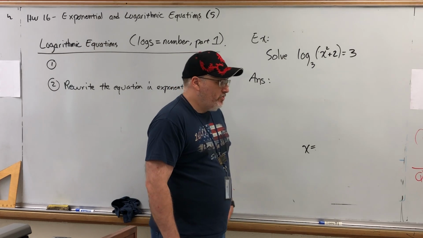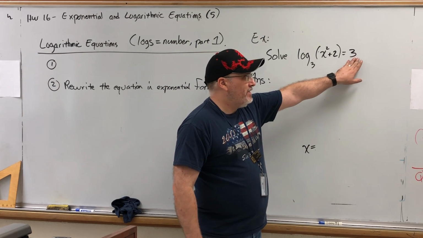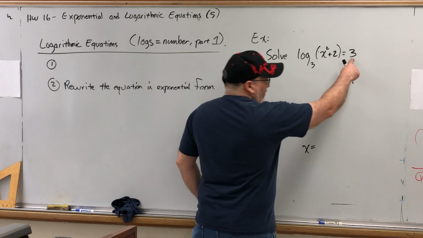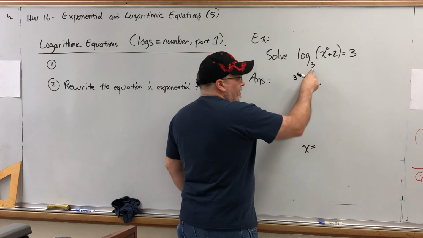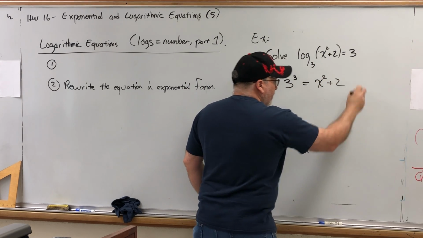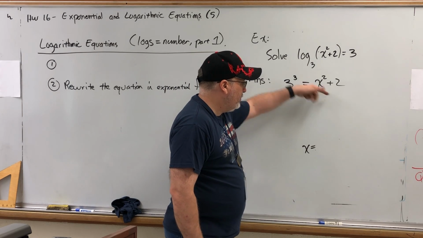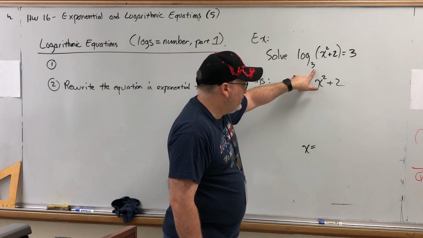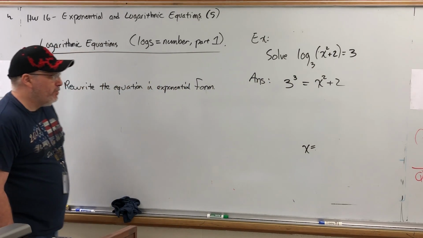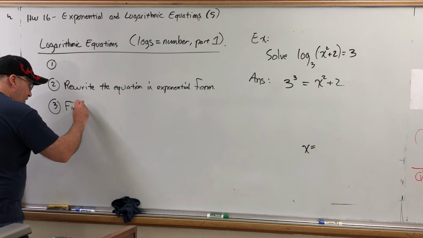Now remember, the way to do that is to remember what the answer to a logarithm means. The answer to a log is the power that turns the base into the argument. So the answer to this log is a power that turns the base into the argument. Base, argument, power. That frees the variable from inside the log. So your third step is to finish solving.